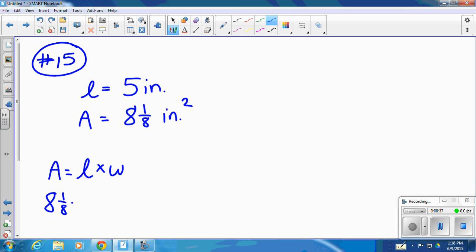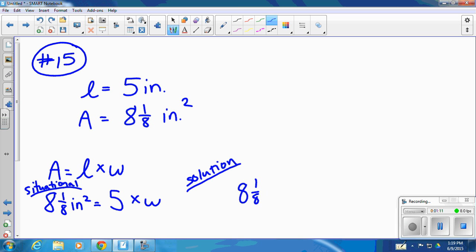So 8 1/8 inches equals length, which is 5 inches, times W. So that would be an equation to figure that out. Some of you took it a step further and realized in order to solve this, this would be situational. Remember we talked about that in Unit 6. But the solution equation would have to be division. We would take 8 1/8 and divide by 5 to find W. So either equation would have worked.